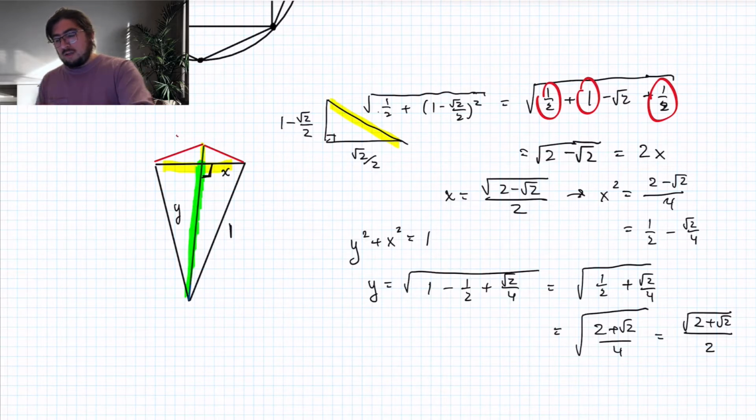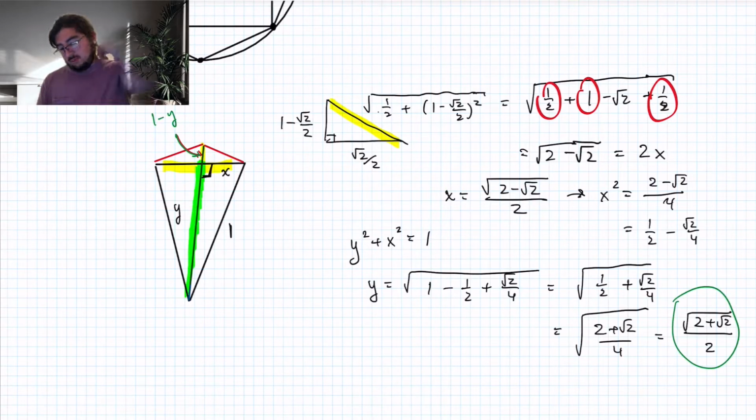But what we're concerned with is finding the height of this triangle, which I should have used a different color, but that's okay. I'll use green, I suppose. This is 1 minus y. So y is this value, so we found 1 minus that. Again, a lot of work, and we need a lot of patience here, like I said.